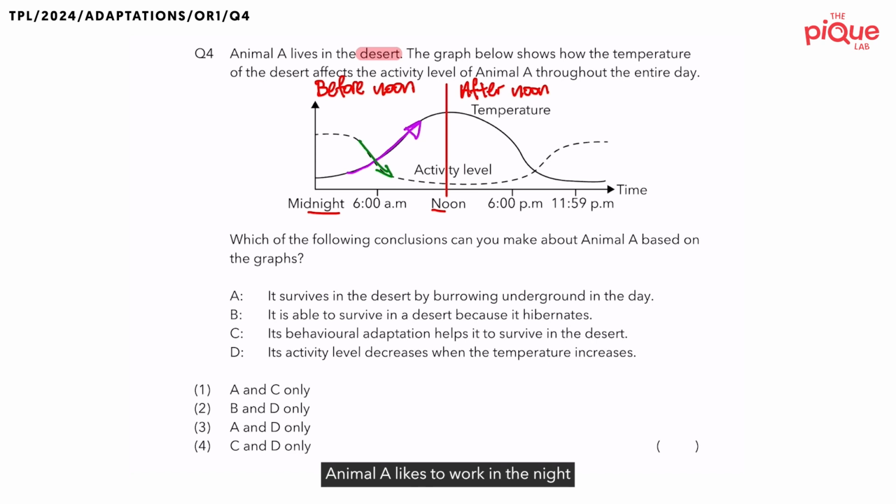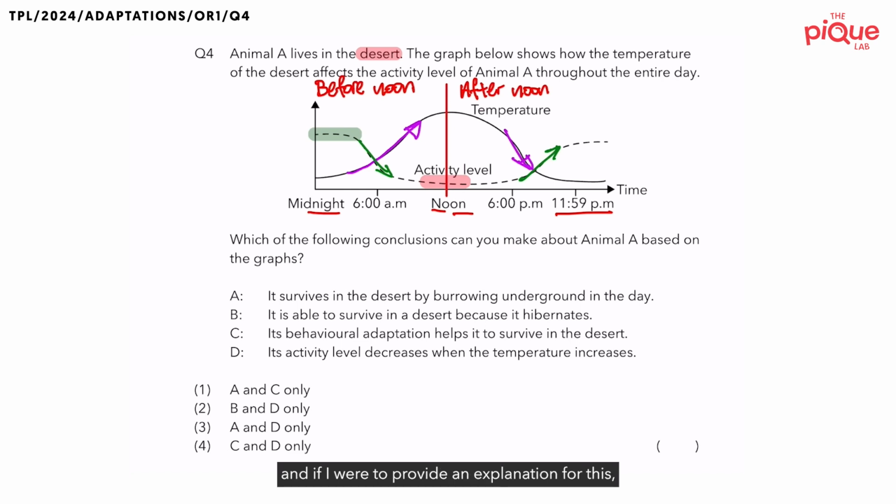Animal A likes to work in the night because from the graph we can see that the activity level is high at night while the activity level is low in the day. When we look at the second portion of the graph where the time is stated from noon to 11:59 p.m., this is when the sun is setting and the temperature is decreasing. From here, we can see that the animal's activity level increases, which also tells us that it likes to work in the night.